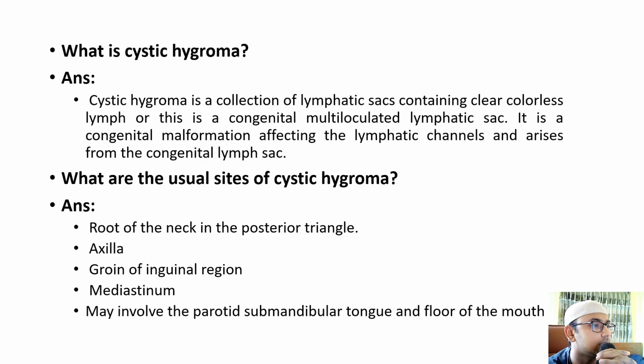And what are the usual sites of the cystic hygroma? The root of the neck in the posterior triangle, axilla, groin or inguinal region, and mediastinum. It may involve the parotid or submandibular region, tongue, and floor of the mouth sometimes, because the origin of the cystic hygroma lies deep to the sternocleidomastoid and it can extend to the floor of the mouth. So the parotid or submandibular region, tongue and floor of the mouth can be involved.